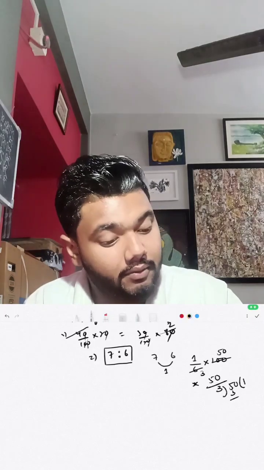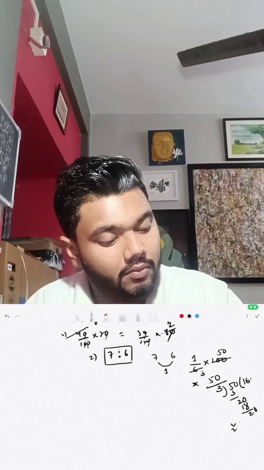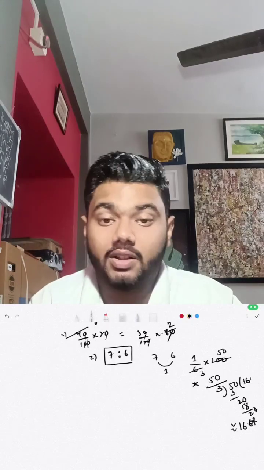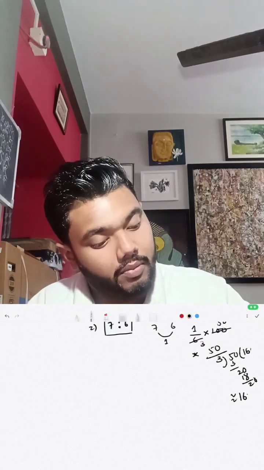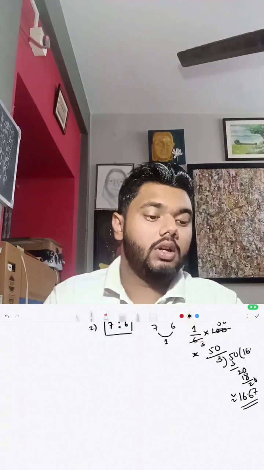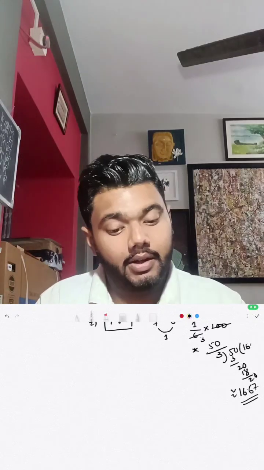3 ones are 3, 16.67. I think there's some problem, right? Now it's okay. 16.67 is the value. So this is the value of x, right?